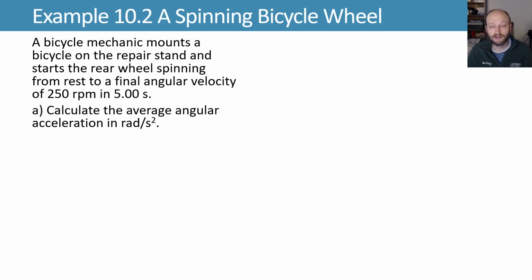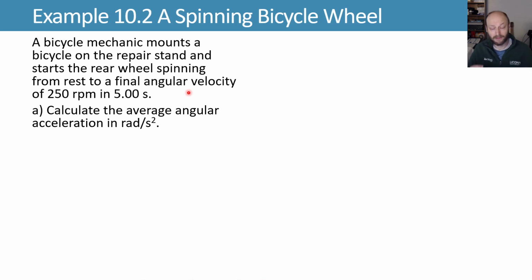Let's use some rotational quantities to describe some motion. We're having a bicycle mechanic mount a bicycle on a repair stand and start the rear wheel spinning from rest to a final angular velocity of 250 revolutions per minute in 5 seconds. And we want to know the average angular acceleration in radians per second squared.